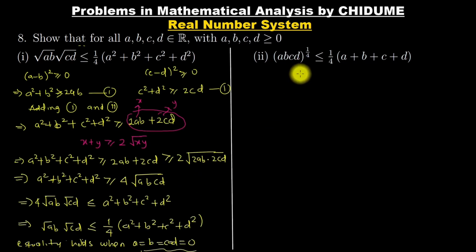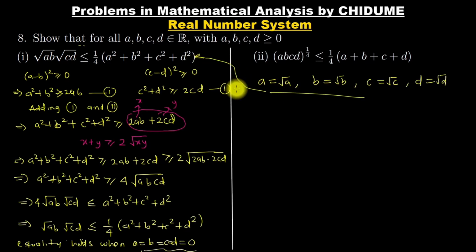For the second one, we are asked to show that a multiplied by b multiplied by c multiplied by d, everything raised to the power 1 over 4, is less than or equal to 1 over 4 open bracket a plus b plus c plus d. The easiest way to go about this is to make a equal to the square root of a, make b equal to the square root of b, make c equal to the square root of c, and make d equal to the square root of d. So what do you observe? If I plug all these values directly into this inequality, what will I have?